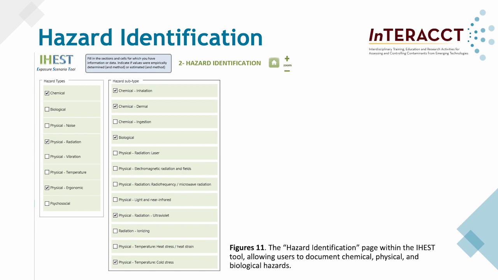In this example, chemical, physical, and biological hazards are identified and documented on the Hazard Identification page by checking the relevant boxes in the Hazard Type window. As you can see, the scenario includes chemical and physical hazards. We will focus on chemical hazards for the remainder of this discussion. For the chemical hazards, inhalation and dermal routes of exposure are indicated in the checked boxes under Hazard Subtype.